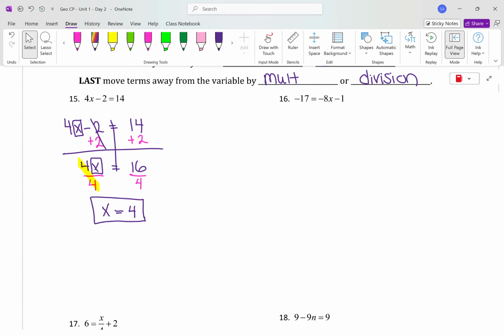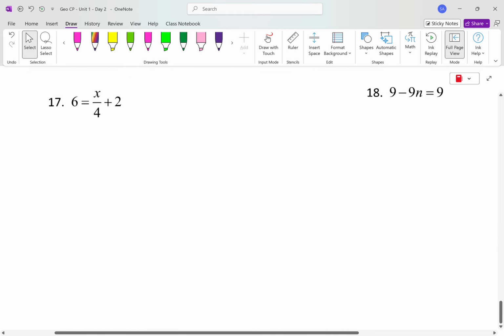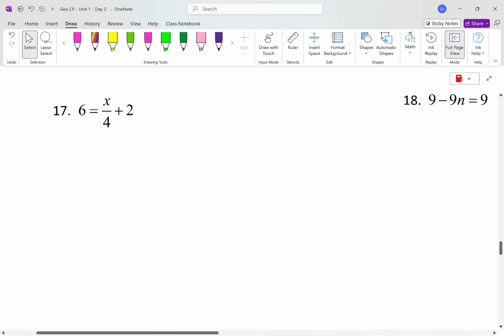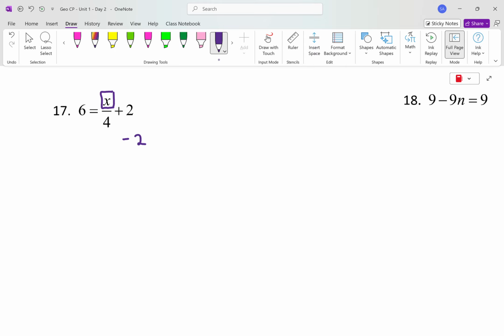So everybody got x equals 2, which is perfect. Let's keep going. All right, let's look at number 17. So again, we need to solve for x, so we want to get that all by itself. We always move the addition or subtraction first, so that +2 is going to get moved over by subtracting 2. So we're going to have 4 is equal to x over 4.